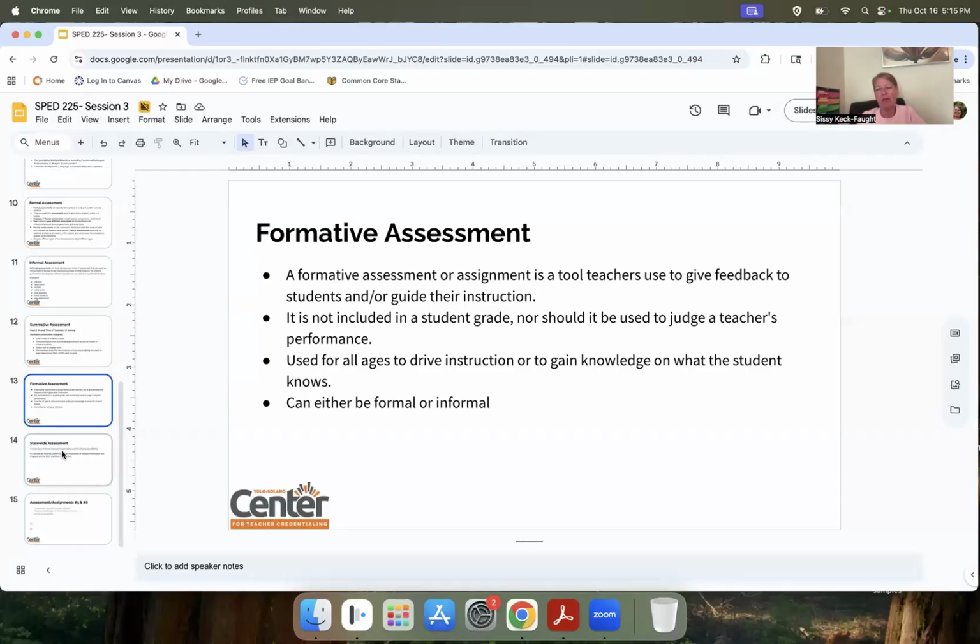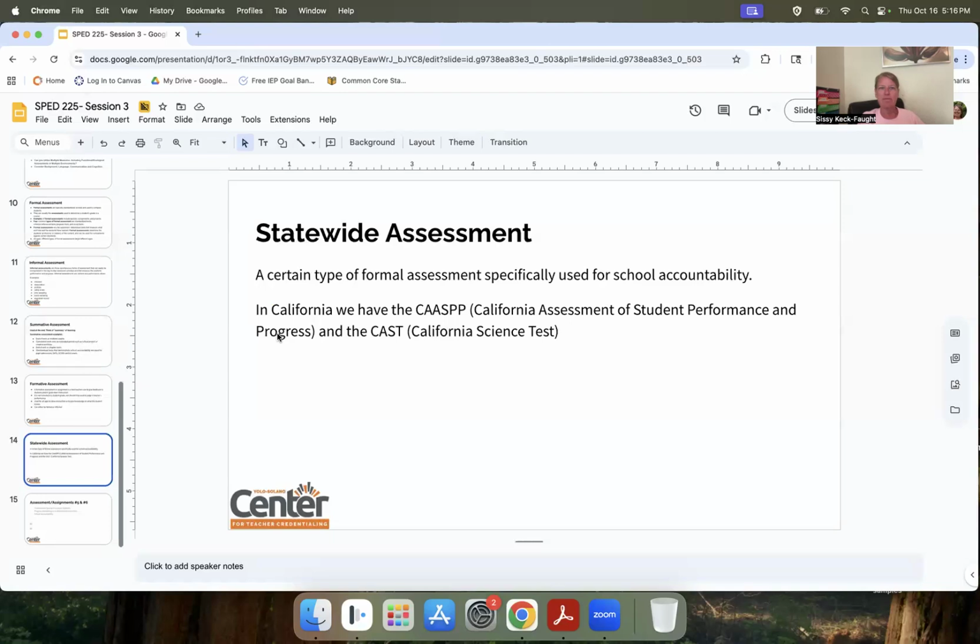It can be formal or it can be informal. It can be a quick exit ticket on the whiteboard, versus an exit ticket on paper that I'm going to put in as a grade, or use for any kind of goals. And then there is the statewide assessment.